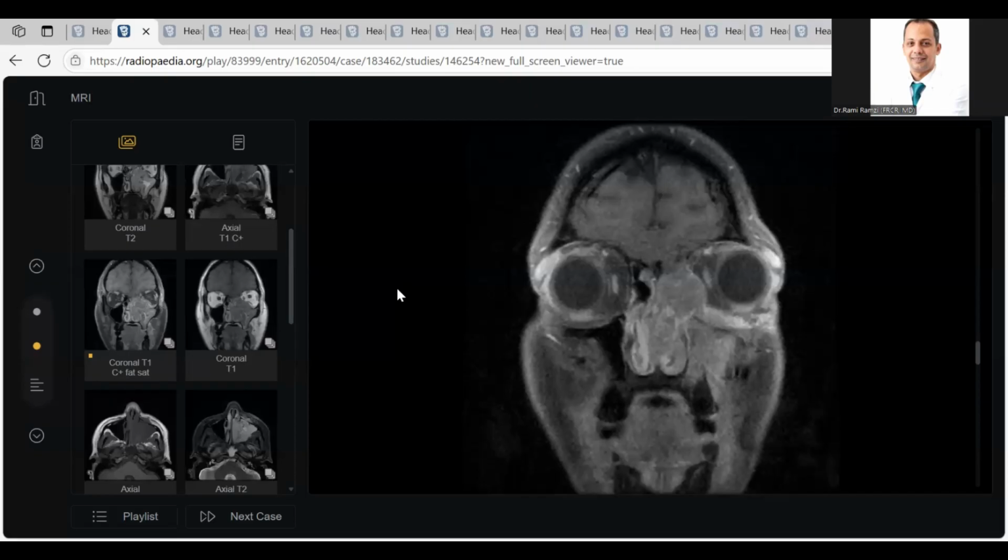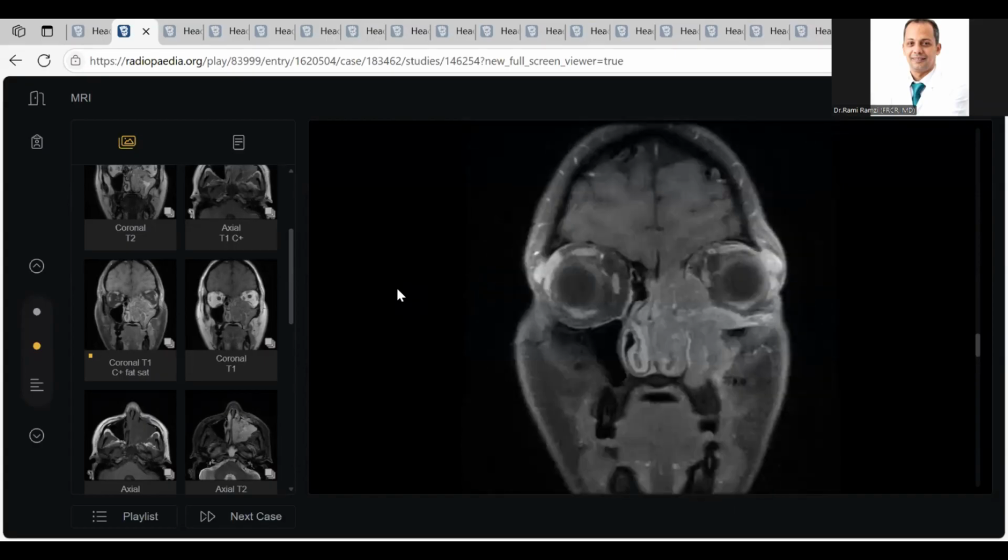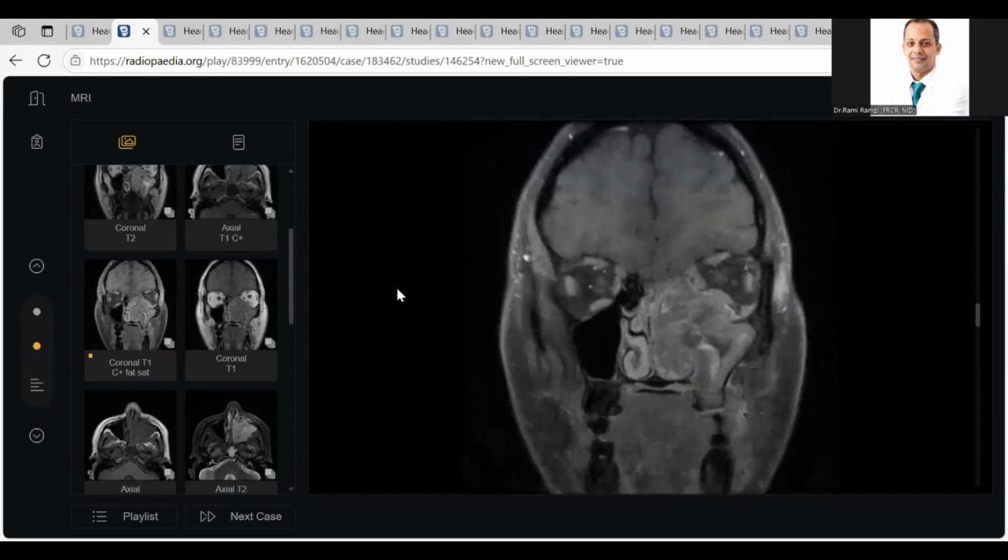Infections, osteomyelitis can be, but it has a large soft tissue component. Okay. Thank you, doctor, so much. What will you do next? Tell me the management.